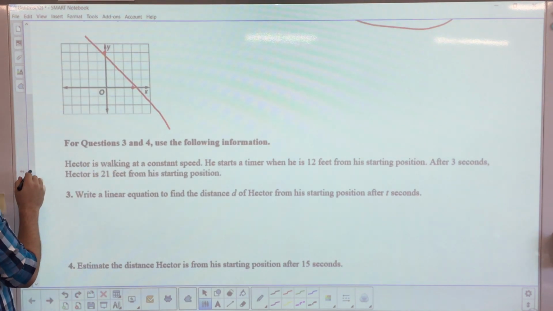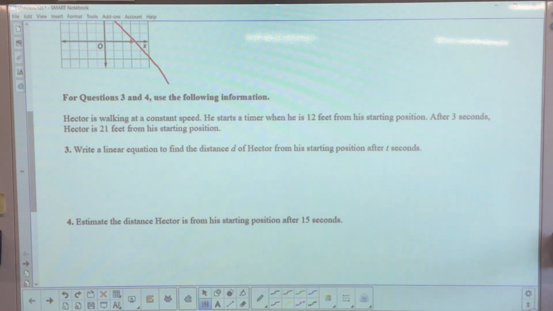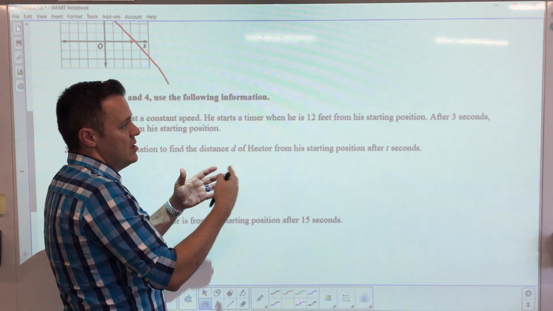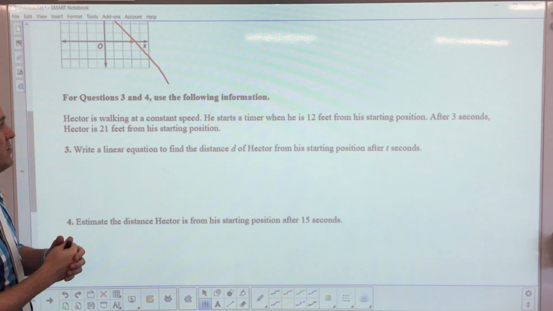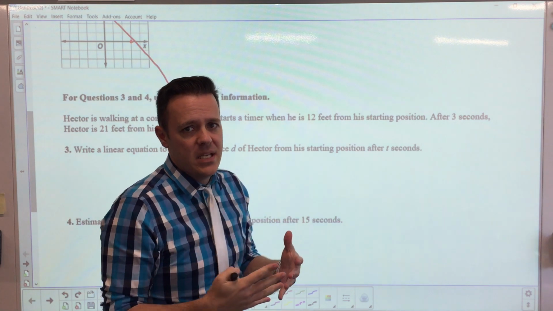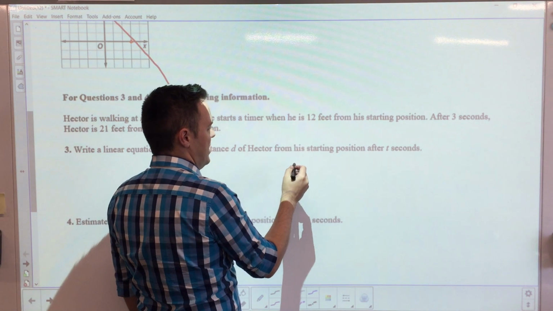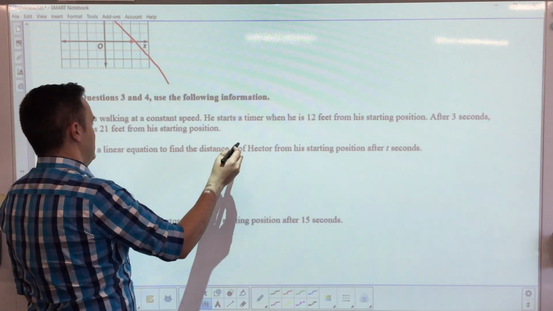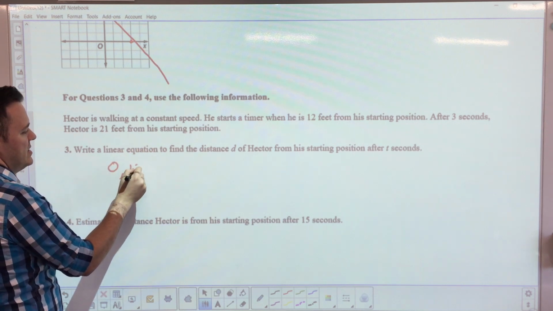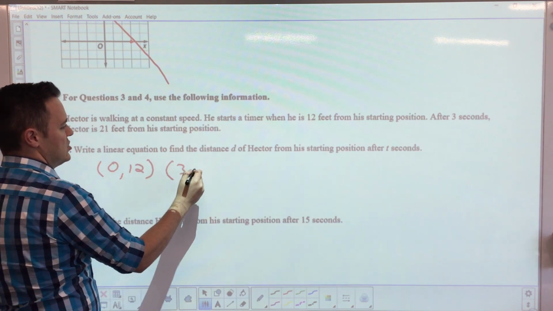All right, for these questions, use the following formula. Hector is walking at a constant speed. His timer starts when he is 12 feet from his starting position. After 3 seconds, Hector is 21 feet from the starting position. So what I want to make sure you understand is we're going to use basically an XY formation in a table for this. When he starts the timer, it's at 0, and when he's at 0, he's 12 feet away. Then the next time he looks at it, it's 3, and it's 21.